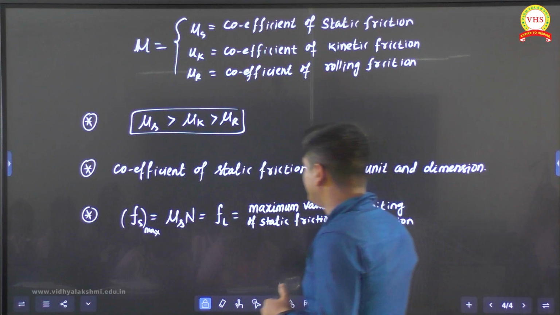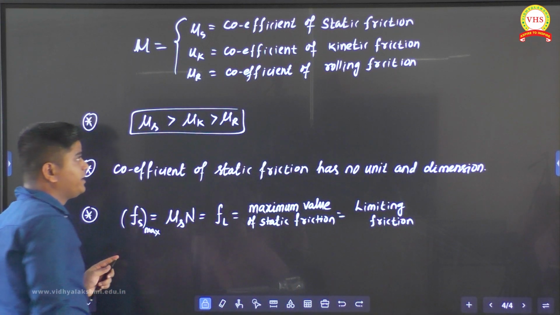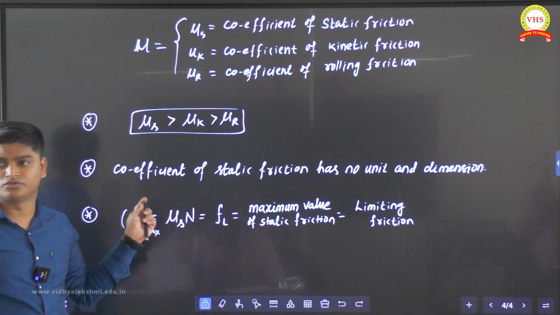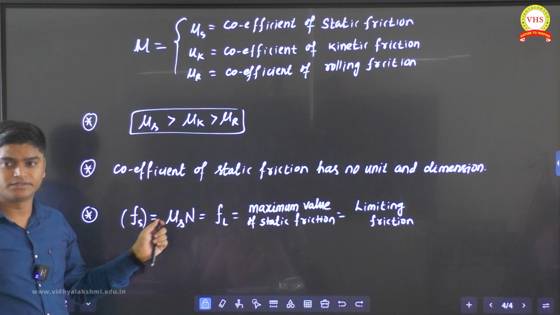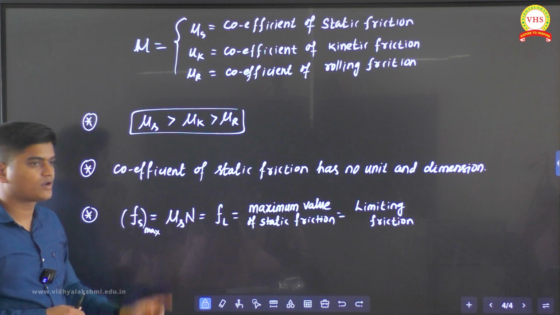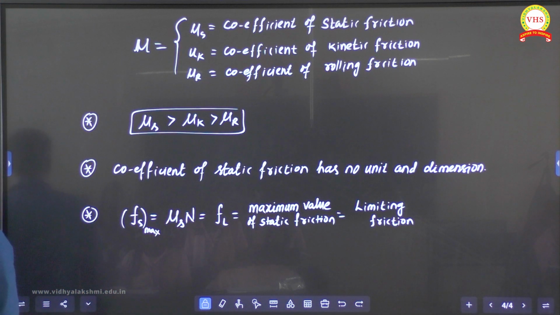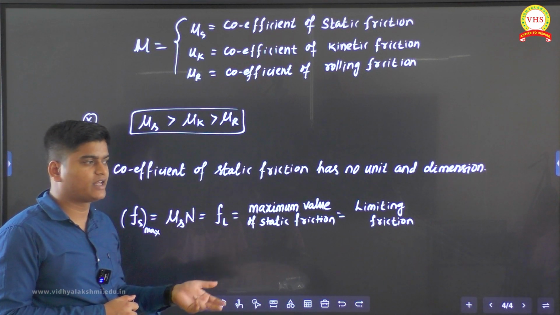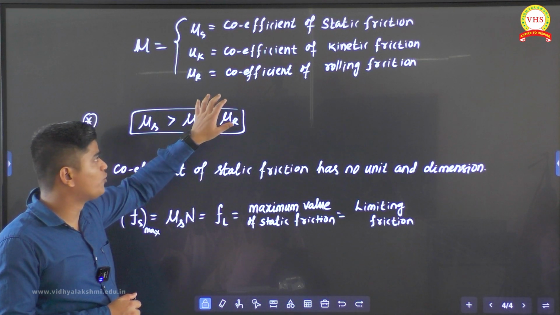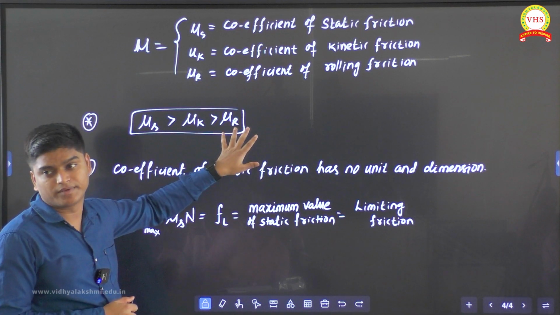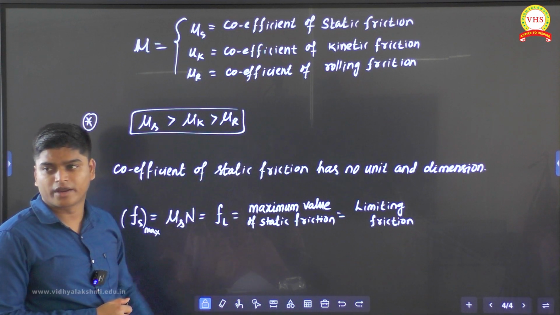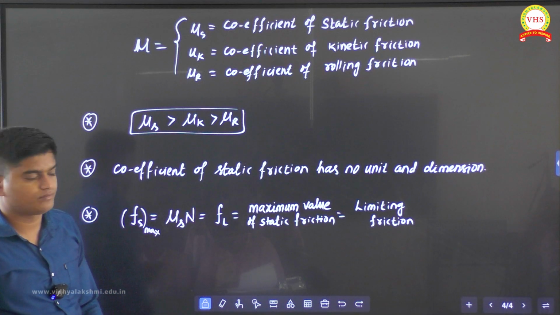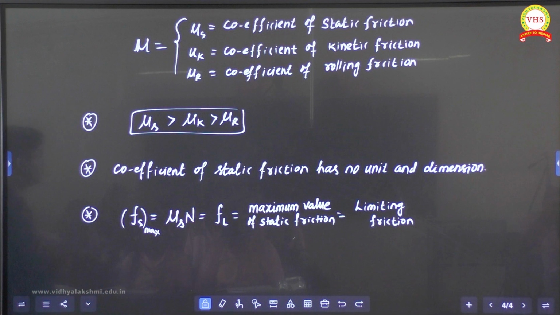So static, limiting, rolling, and kinetic friction you understood. Please keep this idea in mind: three types of friction. When two objects are rolling, or one object is rolling over another, whatever coefficient of friction comes into existence is rolling friction. That symbol is given as mu r. Remember.